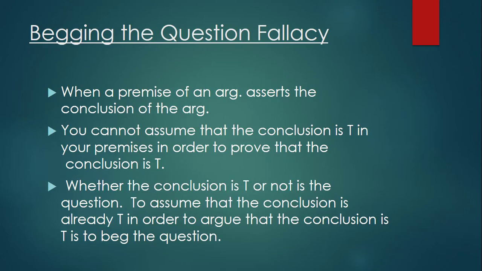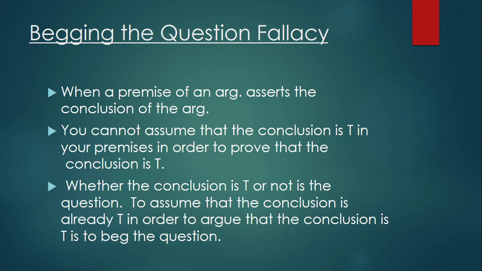Next, the begging the question fallacy. This is when a premise of an argument asserts the conclusion of the argument. So in other words, the conclusion is contained somewhere in the premises. And you cannot assume that the conclusion is true in your premises in order to prove that the conclusion is true. So remember, your premises are there in order to try and prove that the conclusion is true. Well, in your premises, when you're trying to prove that your conclusion is true, you cannot somehow assume that your conclusion is already true in your premises.